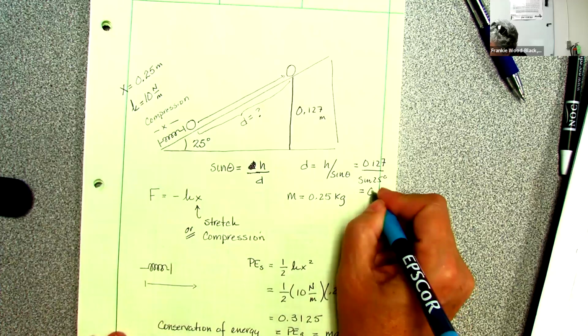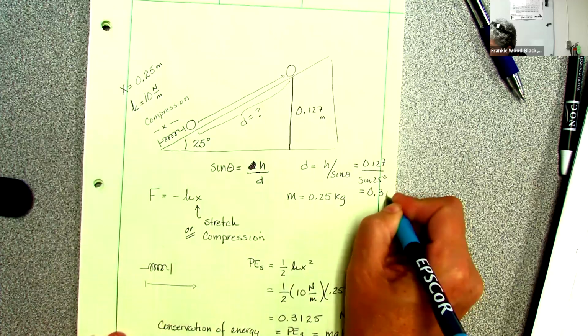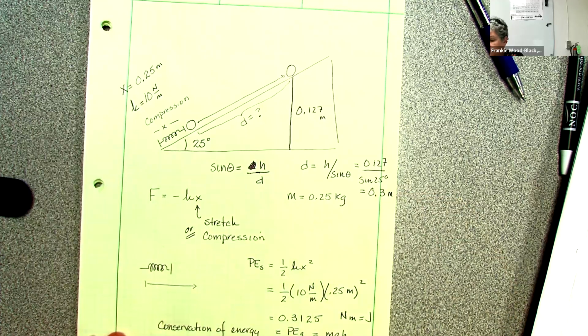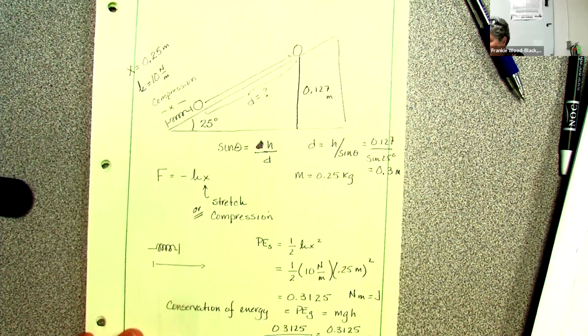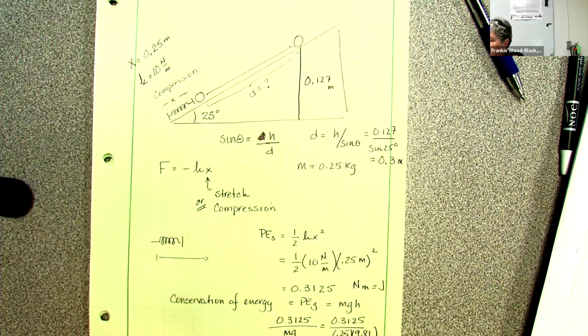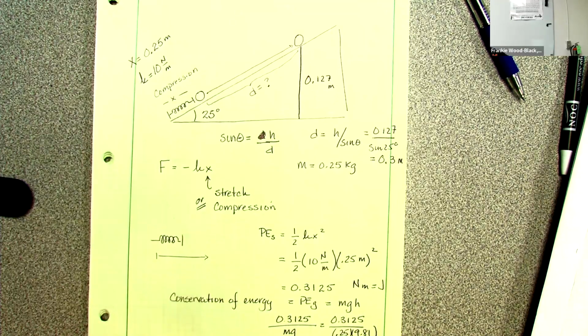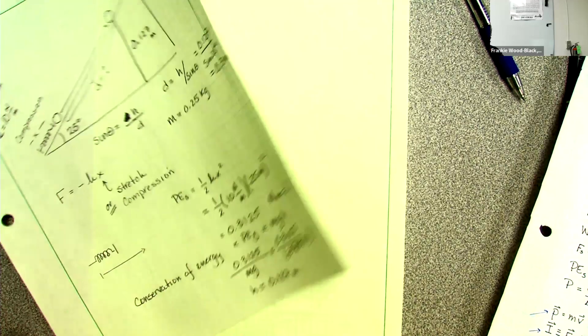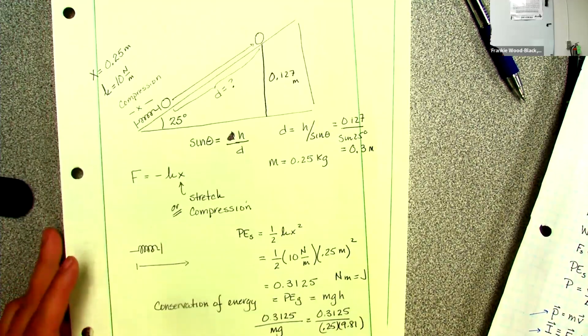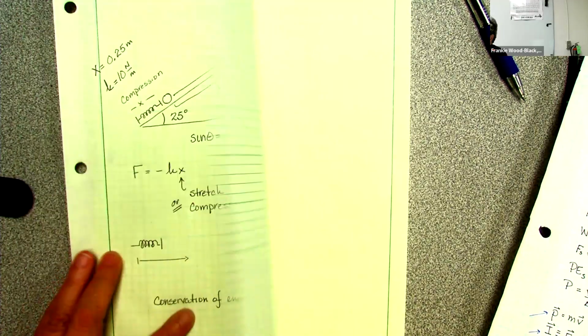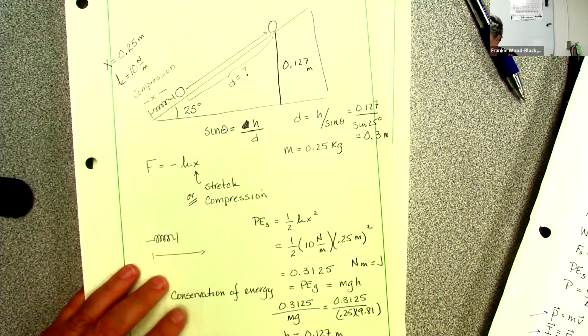And this gives me 0.3 meters, if I've done all of my punching into the calculator correctly. So we can use that conservation of energy to give us a variety of types of problems that we can play with. So we've done our spring problem, we've done our roller coaster problem, and I want to do one power problem.